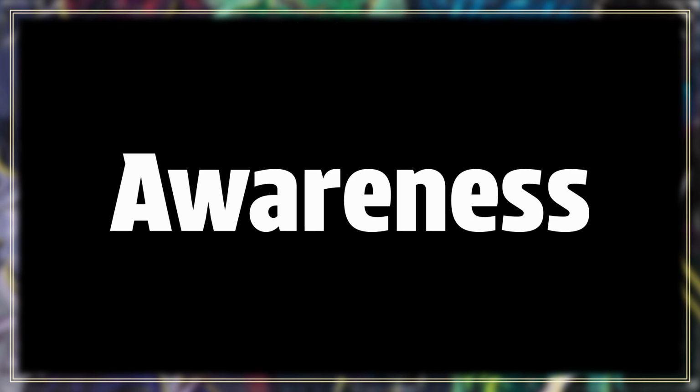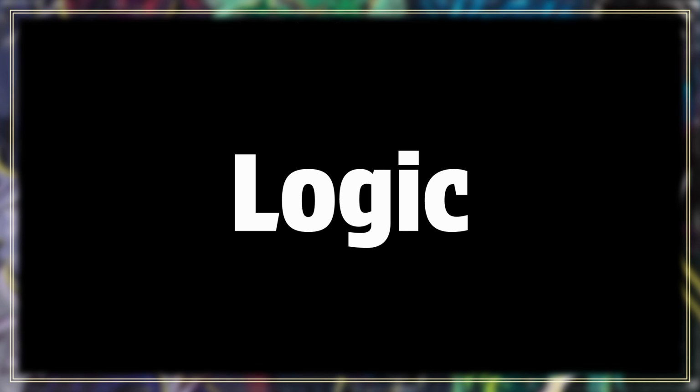Awareness. This is how perceptive you are and your general cognition. It's used for determining your reflex saves and checks like detect, mysticism, and survival. It's also used as part of ranged attacks. Logic. This is your intellect and reasoning capabilities. It is used for your will saves and checks like Arcana, Craft, and Medicine.